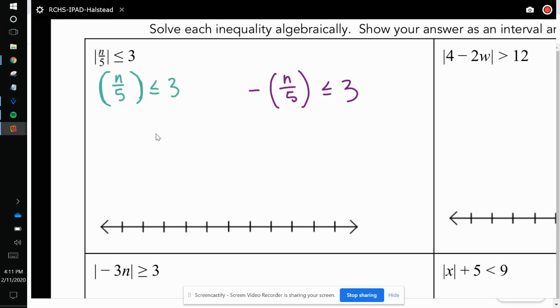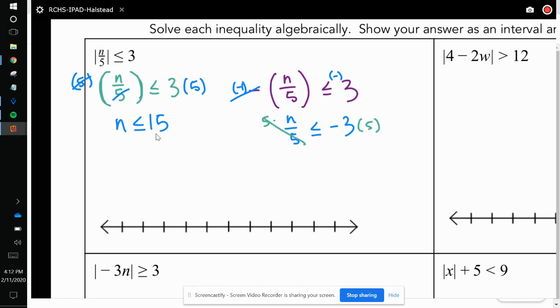All right, so I'm going to go ahead and multiply by 5. 5 divided by 5 is 1, so I get n is less than or equal to 15. Second, I'm going to multiply by a negative 1 to cancel out that 1. So I get n over 5 is less than or equal to negative 3. And then I'm going to multiply by 5 on both sides. I get, I've messed up.